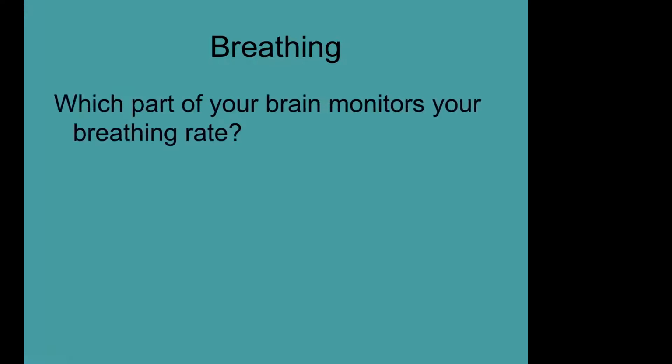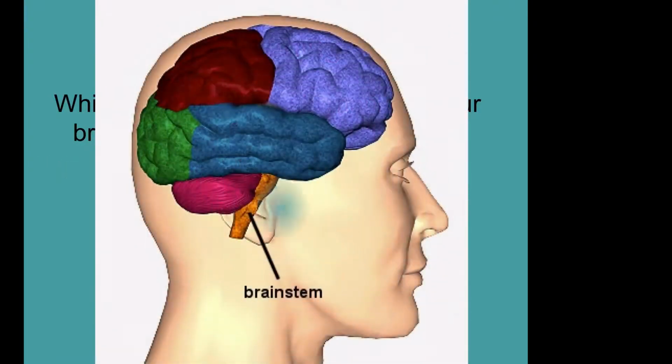For breathing, in order for gases to be exchanged, we breathe to bring oxygen in and to release carbon dioxide out. A few questions here. Which part of your brain monitors breathing? Well, the most basic, most primitive part of the brain, which is the brain stem. If you take a look at this picture here, right down here, this is the brain stem, the most primitive part of our brain. Basically, the brain stem is in charge of a lot of the autonomic functions of the nervous system, or the things that we don't usually have to think about. They're not necessarily directly in our control. So that is the brain stem.